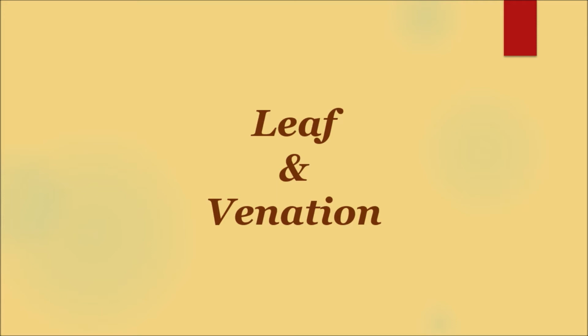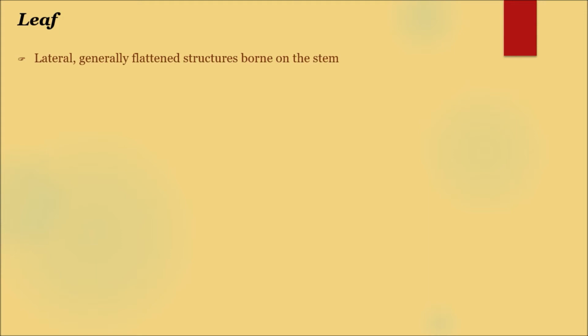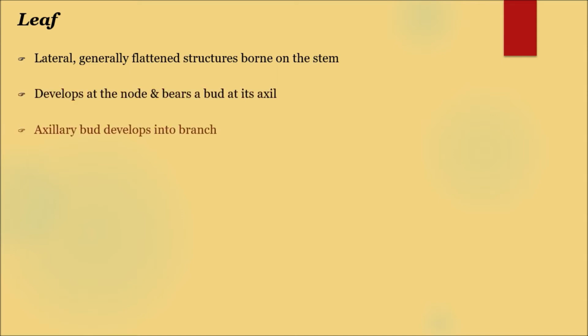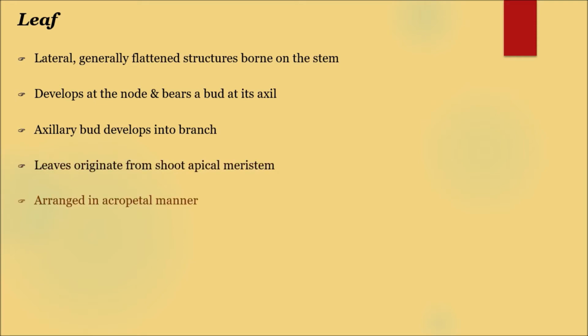In today's class, we will learn a very simple topic which is about leaf and venation. What is a leaf? Leaf is a lateral and generally flattened structure which is borne on the stem. It develops at the nodes and bears a bud at its axil. Axillary bud develops into branch and leaves originate from shoot apical meristem. Leaves are arranged in acropetal manner and leaf mainly consists of three parts called leaf base, petiole and lamina.